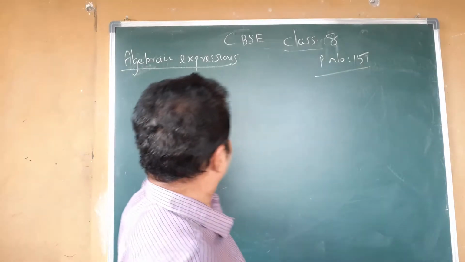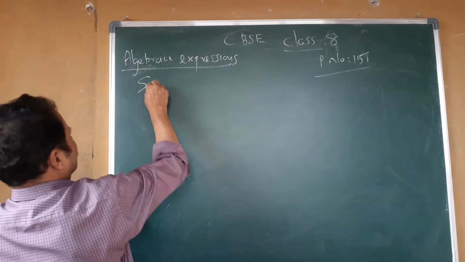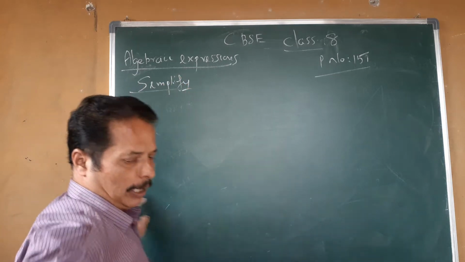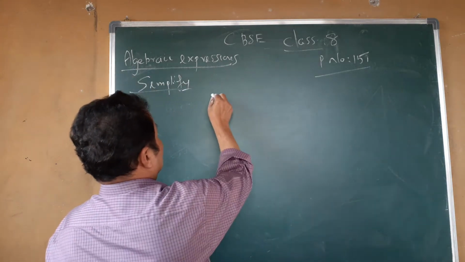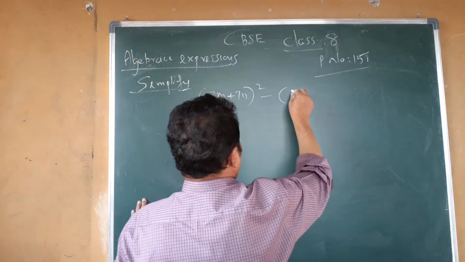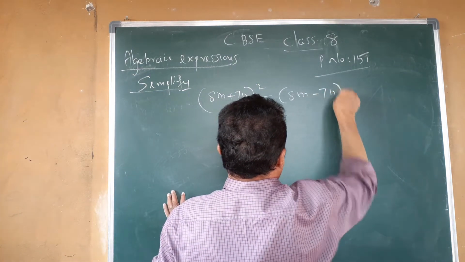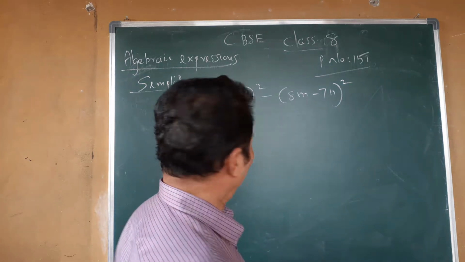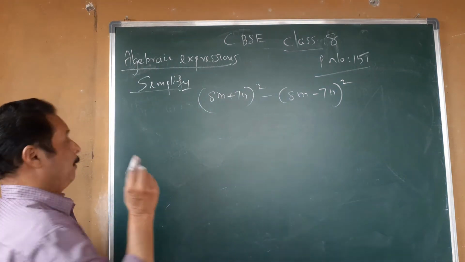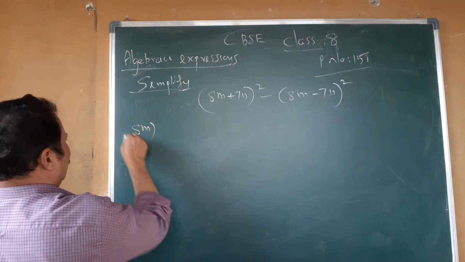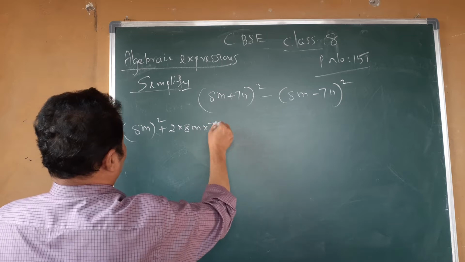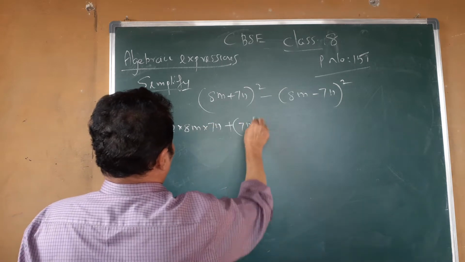Okay. The question is simplify. Simplify (8m plus 7n) whole square minus (8m minus 7n) whole square. Are you ready? This is (a plus b) whole square, a square plus 2ab plus b square, already you studied that. (8m) whole square plus 2 into 8m into 7n plus (7n) whole square.